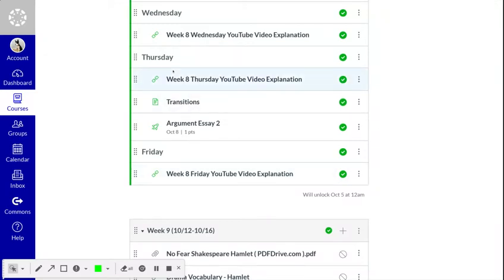All right. For week 8 Thursday, I'm going to briefly discuss this document which talks about transitions, which is something I noticed some of you could use some direct instruction on. And then we'll do our second argument essay.